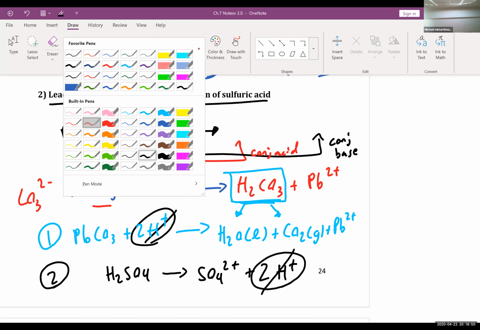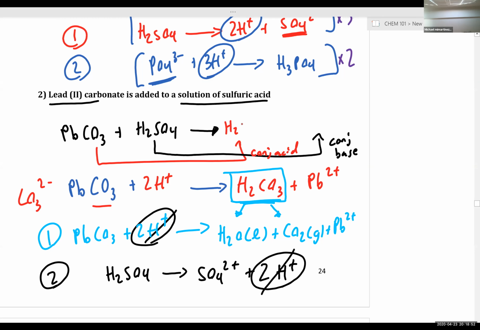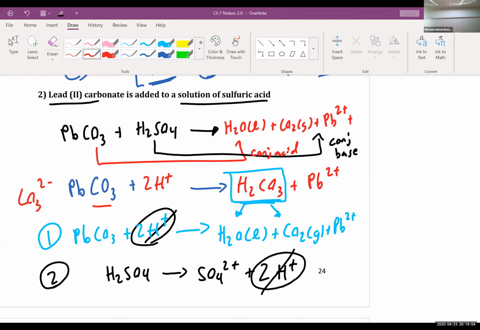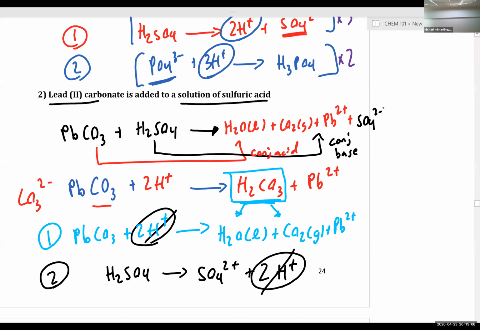And we're left with water, carbon dioxide, lead 2 plus, and sulfate. We can combine our lead 2 plus and sulfate and just write lead sulfate. Oh, 2 minus, sorry.